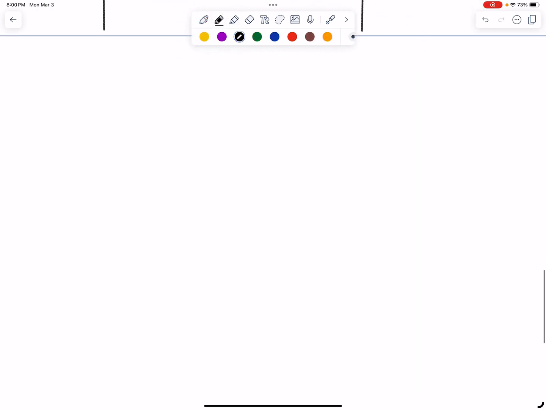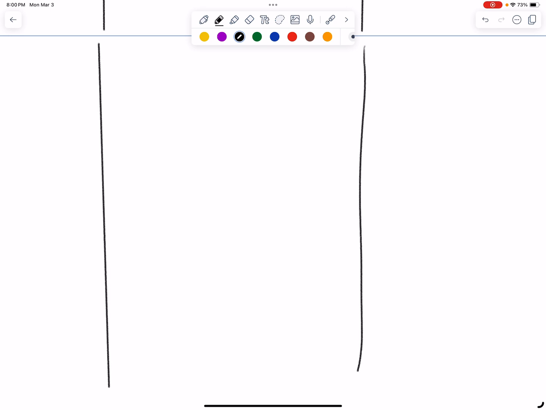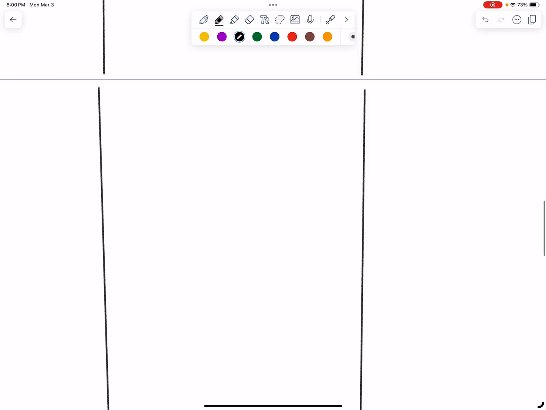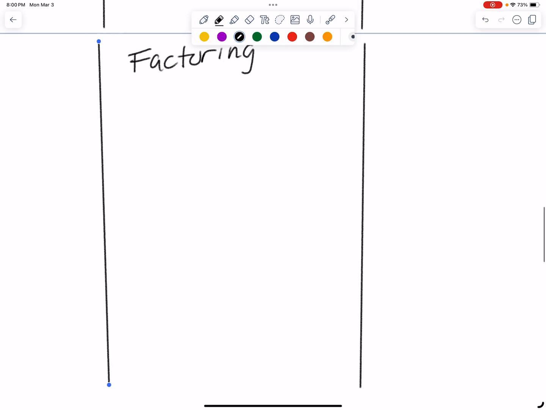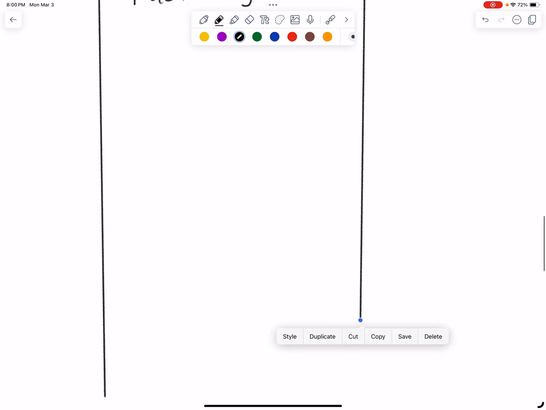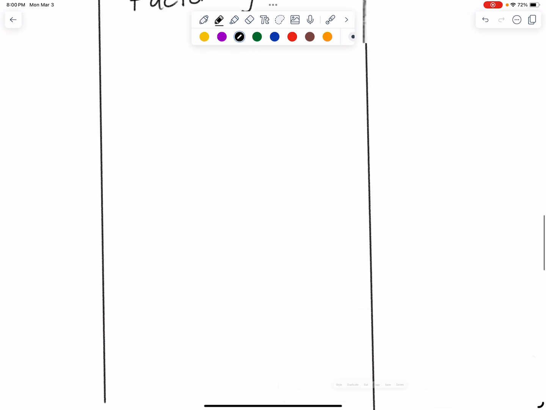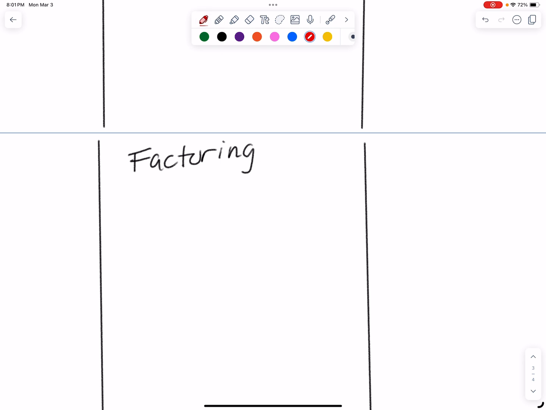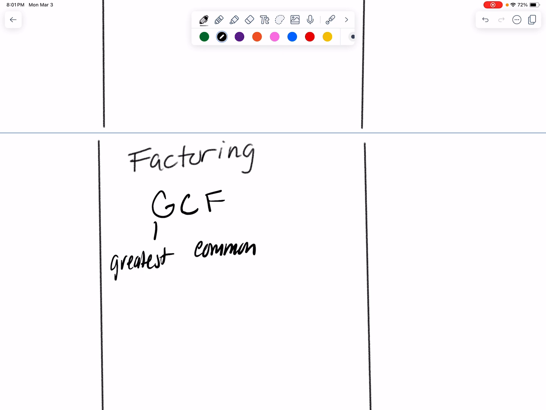All right, I'm going to have to waste a new piece of paper. And now we're going to talk about something a little bit different called factoring. So I do want you to put factoring right there. Okay. To factor, you're going to need to know your factors. To factor, you need to know your GCF, which is your greatest common factor.